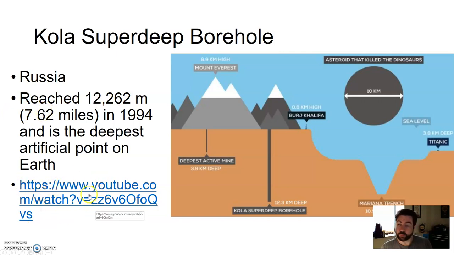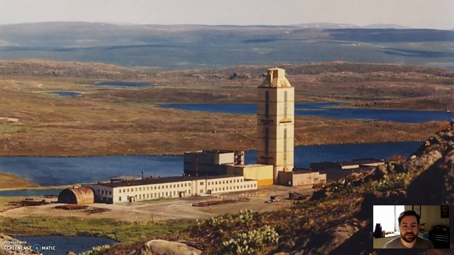Here's a video I would like you to watch that goes over a little bit more information on the Kola Super Deep Borehole. It's a good feat, an interesting feat, but just not one that's really useful. This is an old picture of the drill site when it was active. The drill was housed in this building, and the way it works is they would drill down, and when the drill bit and pipe got far enough down, they put another pipe on top, drill down, put another pipe on top, drill down. So you're just adding segments so you can keep drilling further and further.